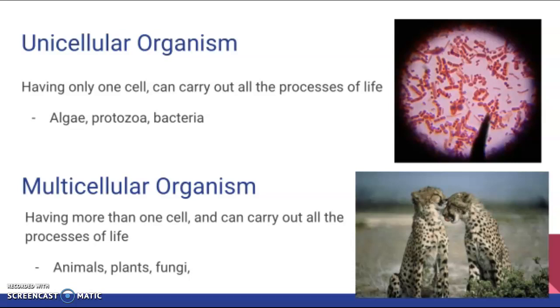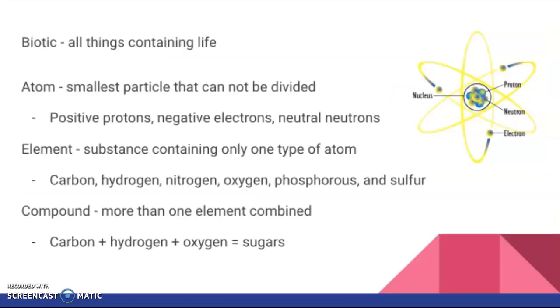A multicellular organism means that it has to have more than 1 cell in order to be able to function. It can't just have the 1 cell on its own and survive. It has to have more than 1 cell in order for it to carry out the life processes. Things like animals, plants, fungus. Humans, we are animals, but we would fall into the multicellular organism category. The word biotic just means that it contains life. Anything that is alive is a biotic organism.